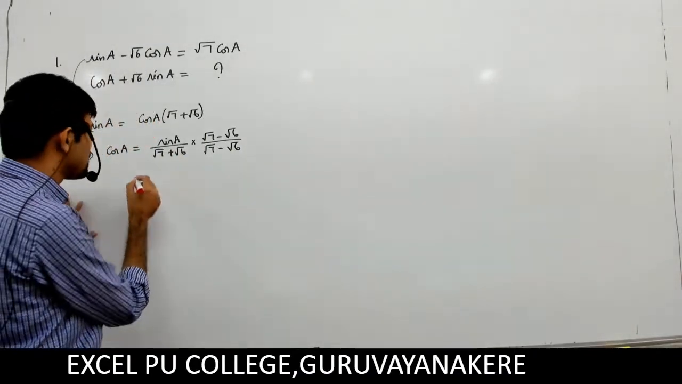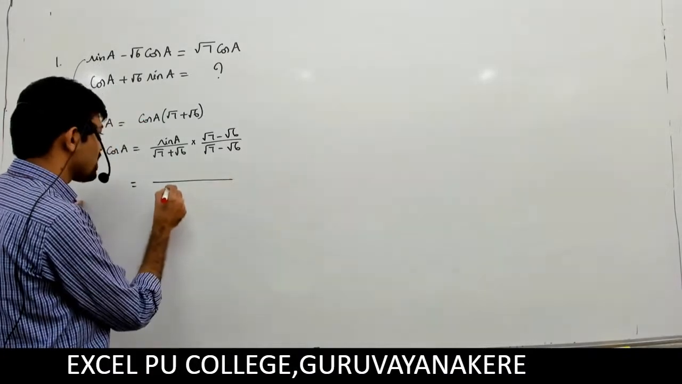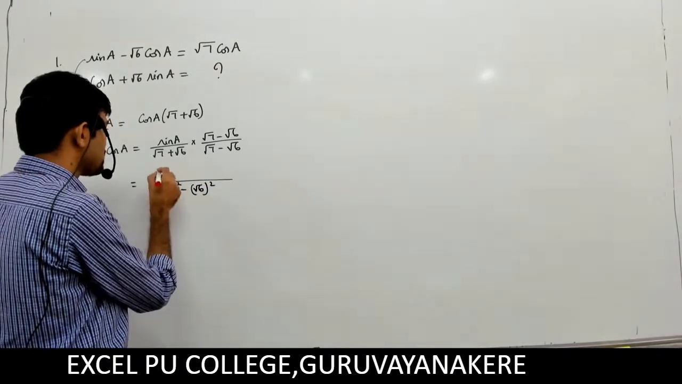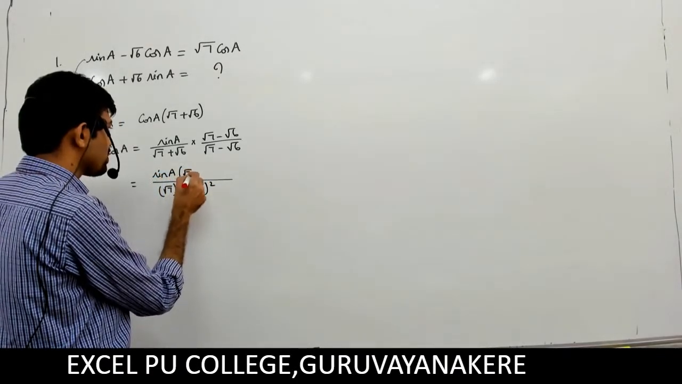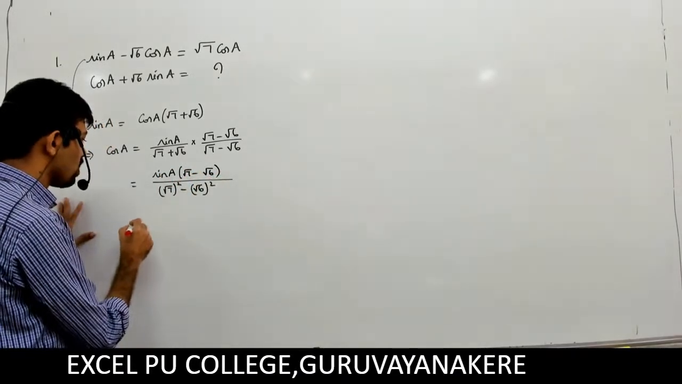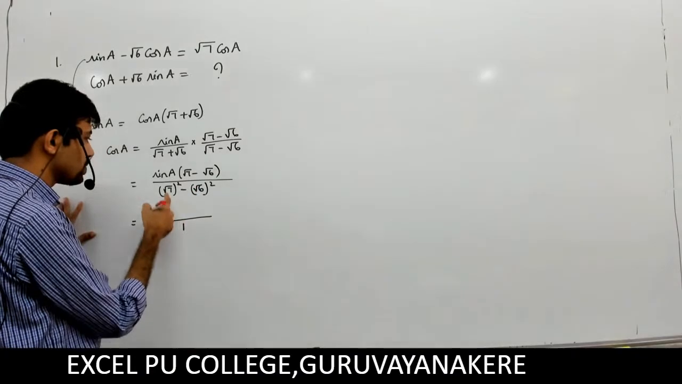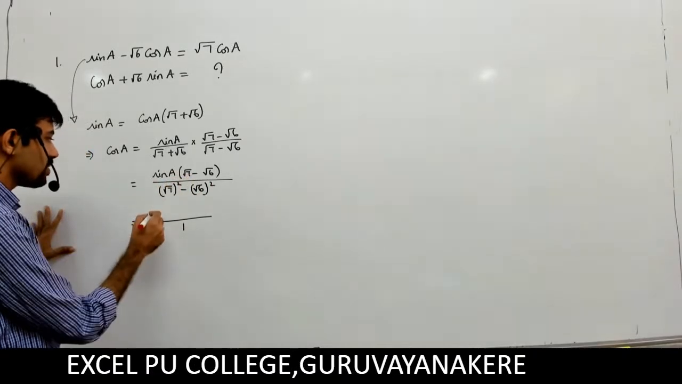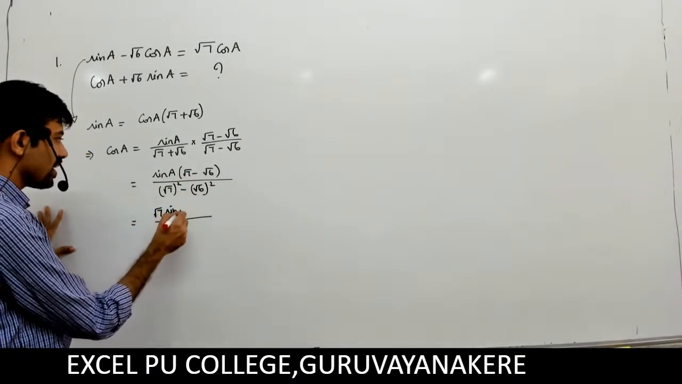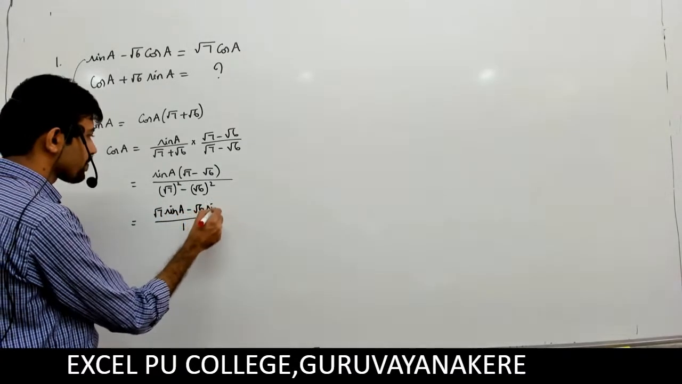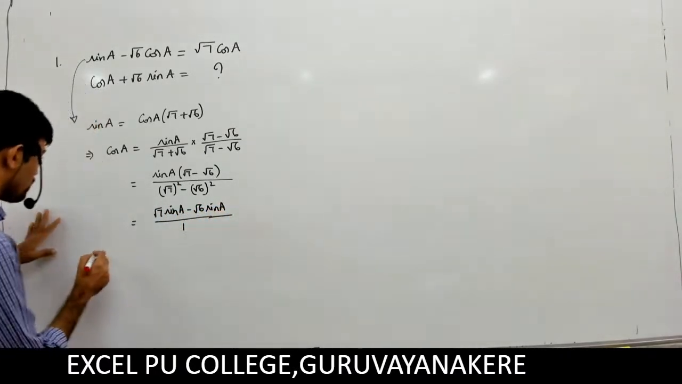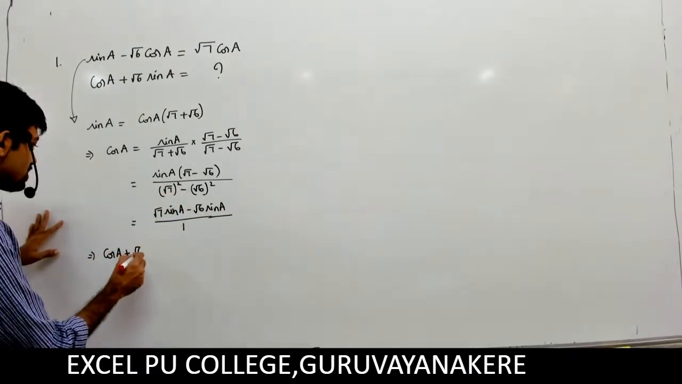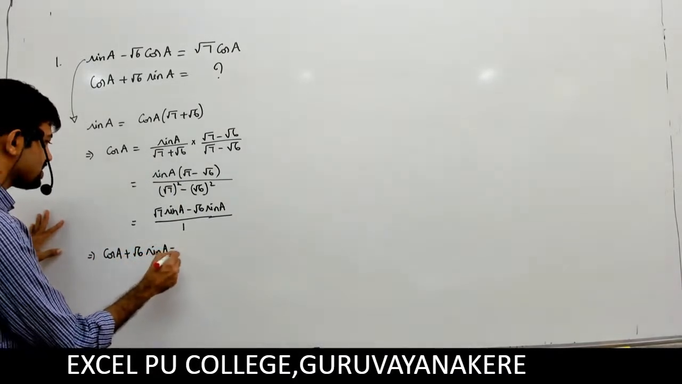We have the formula. So denominator will be root 7 square, correct, minus root 6 square. This is sin A into root 7 minus root 6, correct. Denominator will be 1, root 7 square is 7, root 6 square is 6, 7 minus 6, 1. So denominator is 1. Open the bracket here, we get root 7 sin A minus root 6 sin A. So from this, what do you get? Cos A plus, rearrange this, root 6 sin A is equal to root 7 sin A.